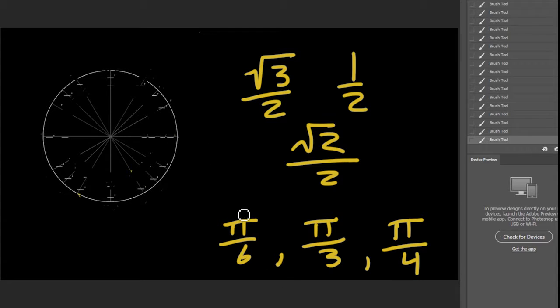So these numbers are for your coordinates, and these numbers are for your degrees. This should be about 30 degrees, this should be about 60 degrees, and this should be about 45 degrees. Using these, I'll erase some of these values here. These are all the numbers you need to figure out the first quadrant, and using that, you'll be able to figure out almost everything else.